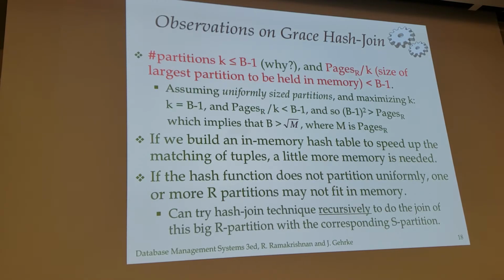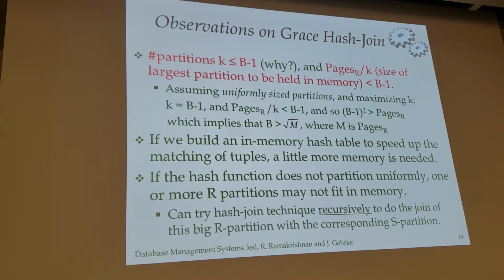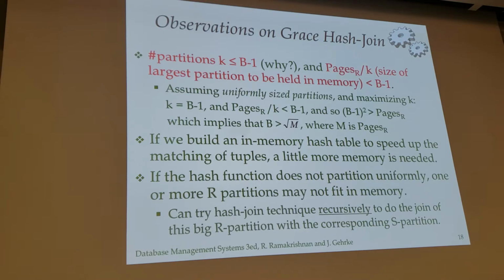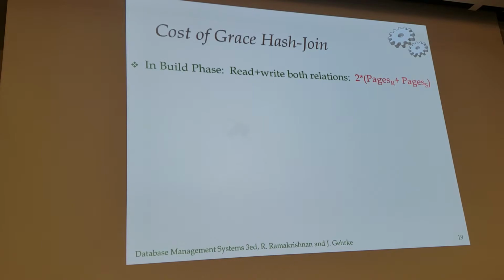Questions about this? It may be that pages of R is too big. The square root of the pages is not going to have this relation that B is greater than the square root of pages of R. But then I can recursively do this. The other point to observe is that I get to pick which is the inner and which is the outer. So if S is more uniformly distributed and smaller than R, then I can pick the other thing to be the inner. So basically, what's the cost of doing the Grace hash join?